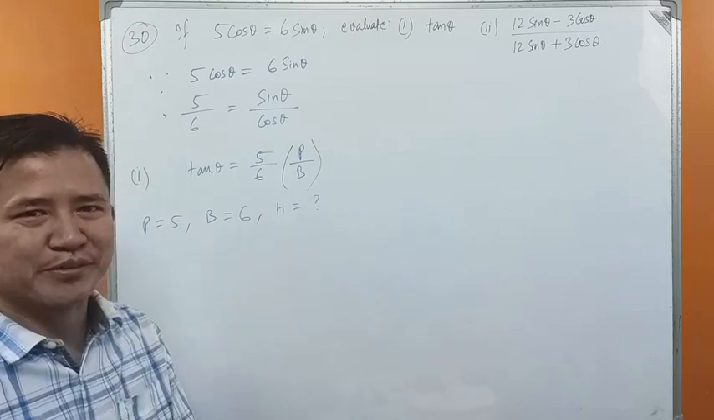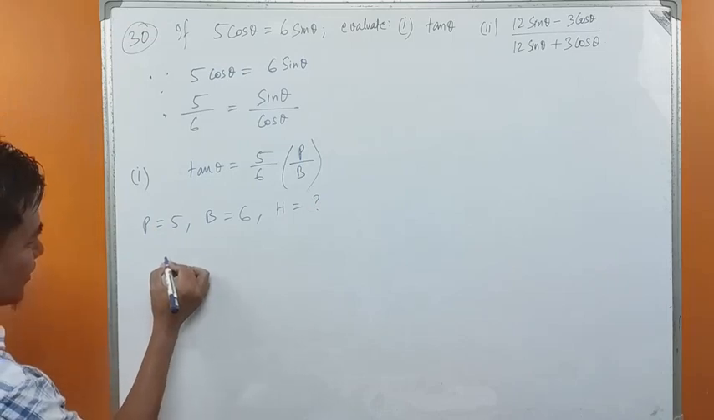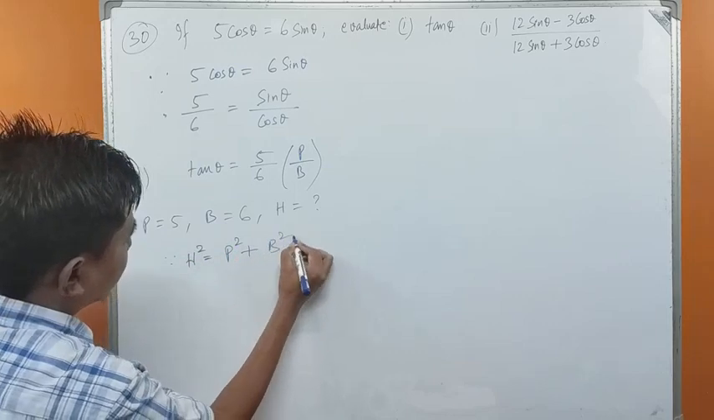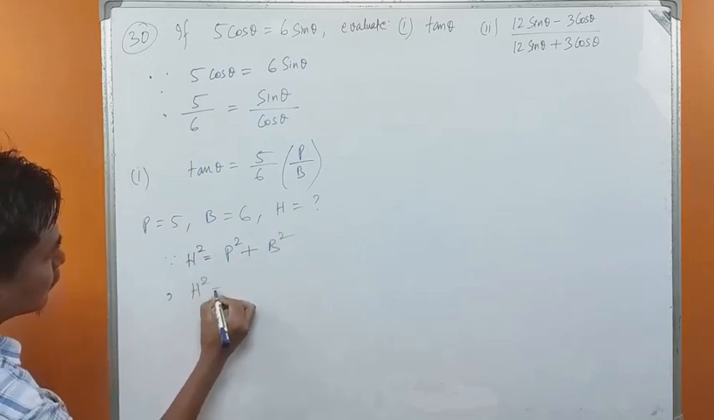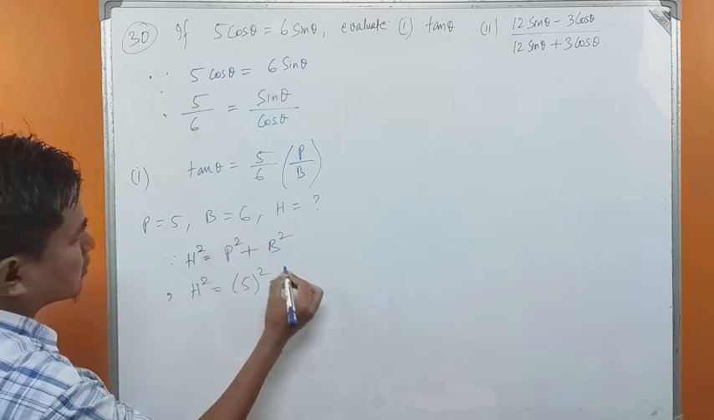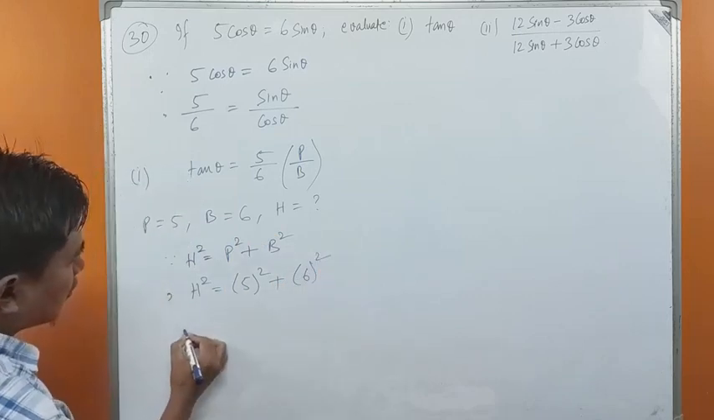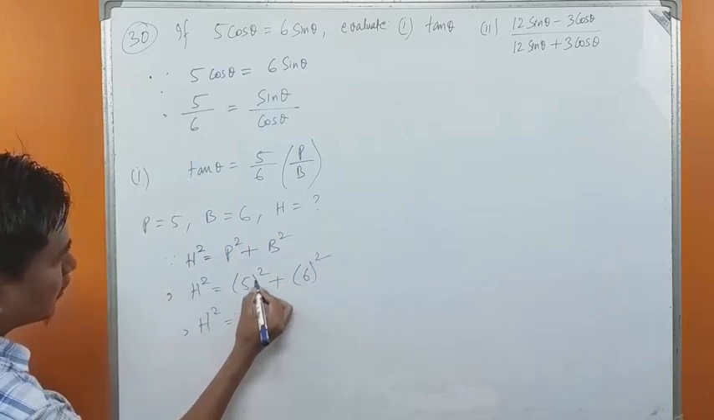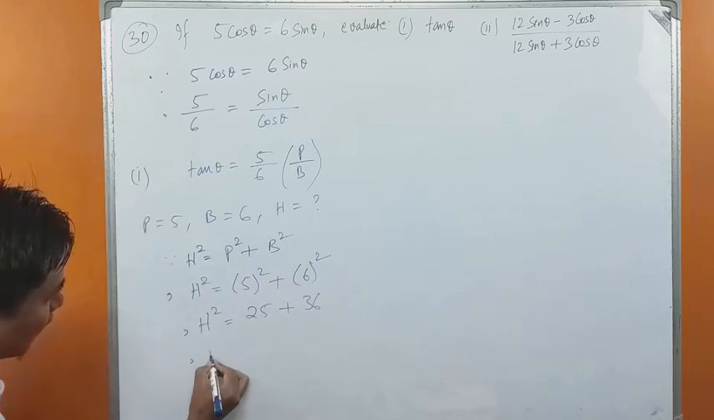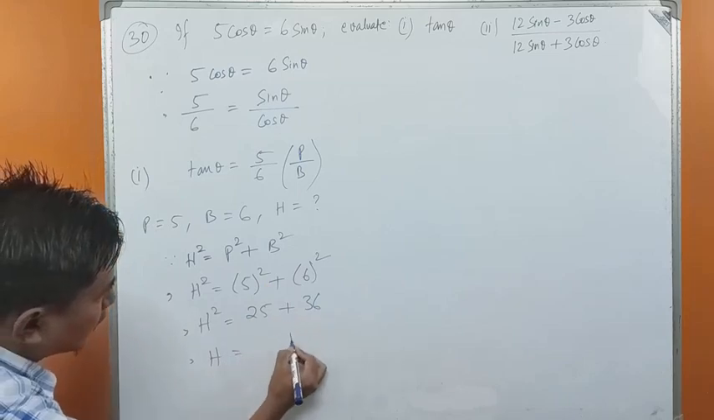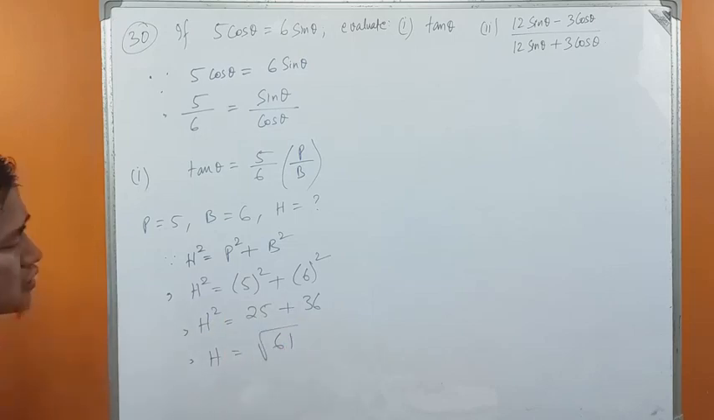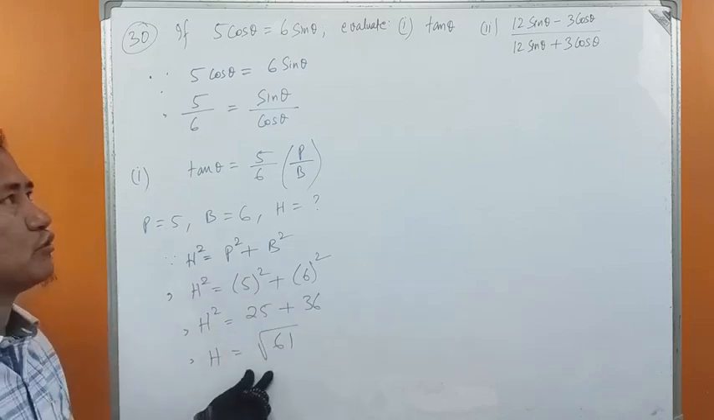Let us find the hypotenuse by applying the Pythagoras theorem. Since h square equals perpendicular square plus base square, isn't it? Or h square equals, what is perpendicular? Perpendicular is 5 squared plus, what is base? Base is 6 squared. Or h squared equals 5 squared is 25 plus 6 squared is 36. 25 plus 36 is 61. So we take this square to the right hand side, root under 61. Hypotenuse equals root under 61.